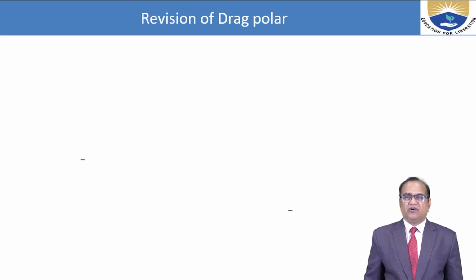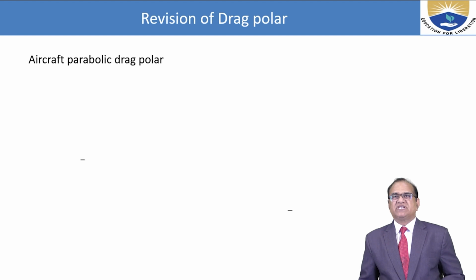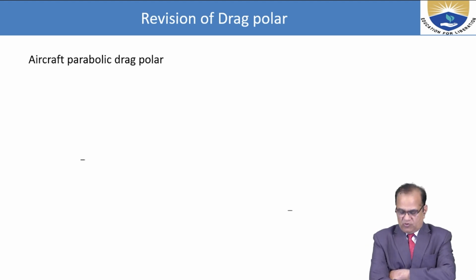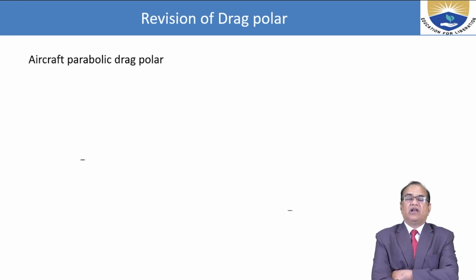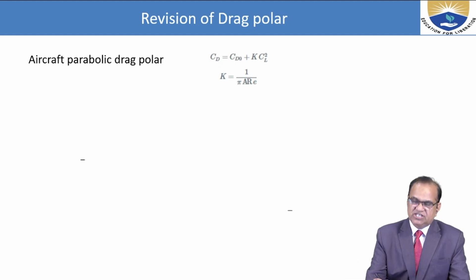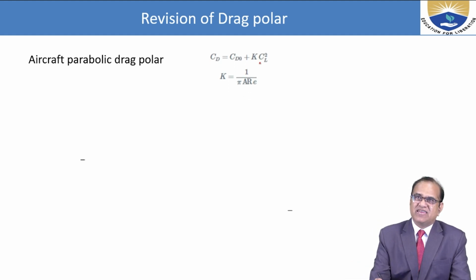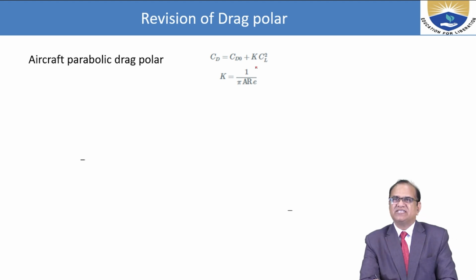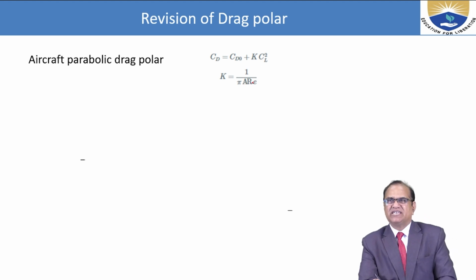These are my topics. I will be discussing revision of drag polar, which I have already taken, but further it is required to understand what the drag polar is. We know that CD is equal to CD naught plus K CL square, where K is equal to 1 by pi aspect ratio E.